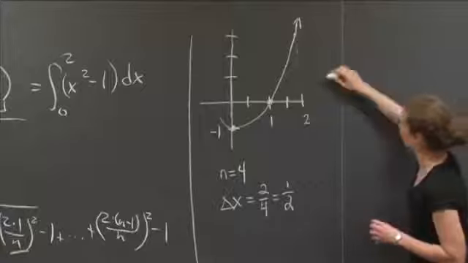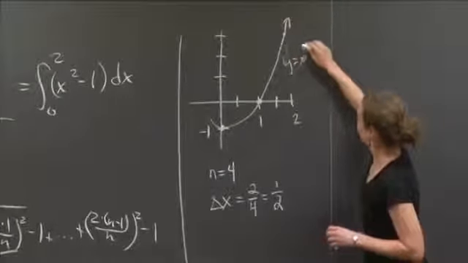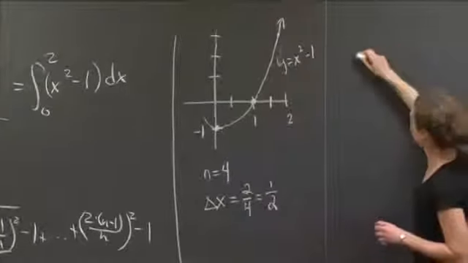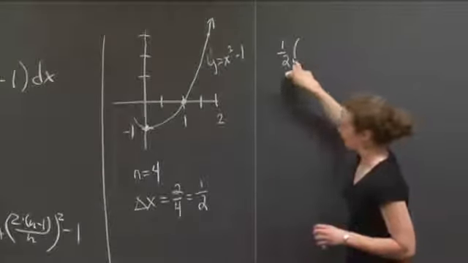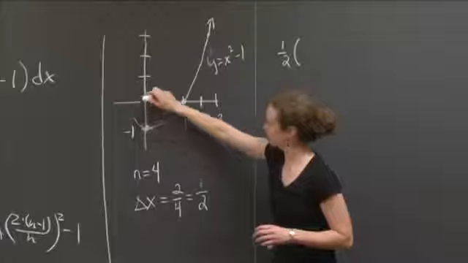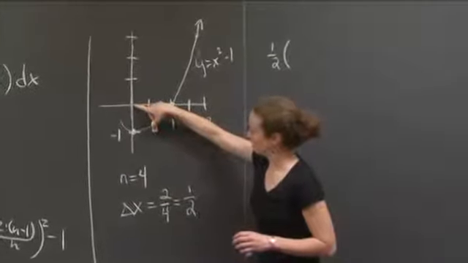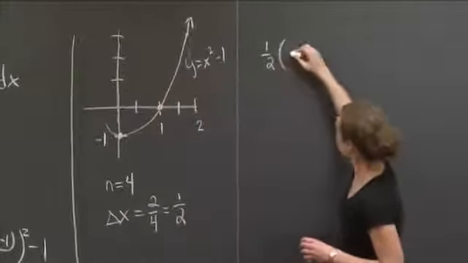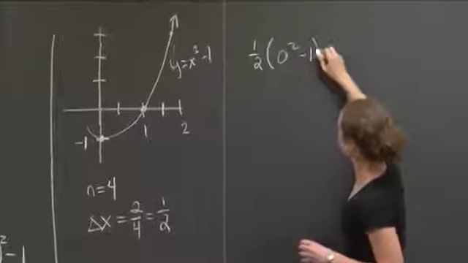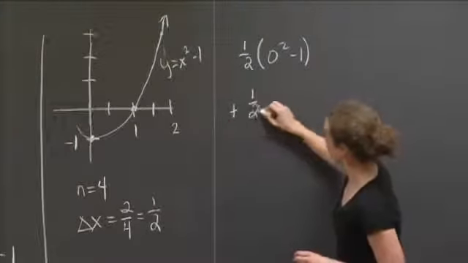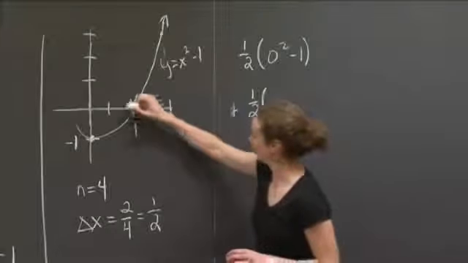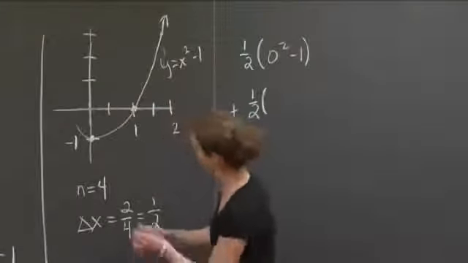So the Riemann sum, this is y equals x squared minus 1. The first term is 1/2 times what? It's the x value, which is 0, evaluated on this curve. So 0 squared minus 1. The next term, I'll just write them right below each other, is 1/2, because again, so let's draw a picture of what the first one is.